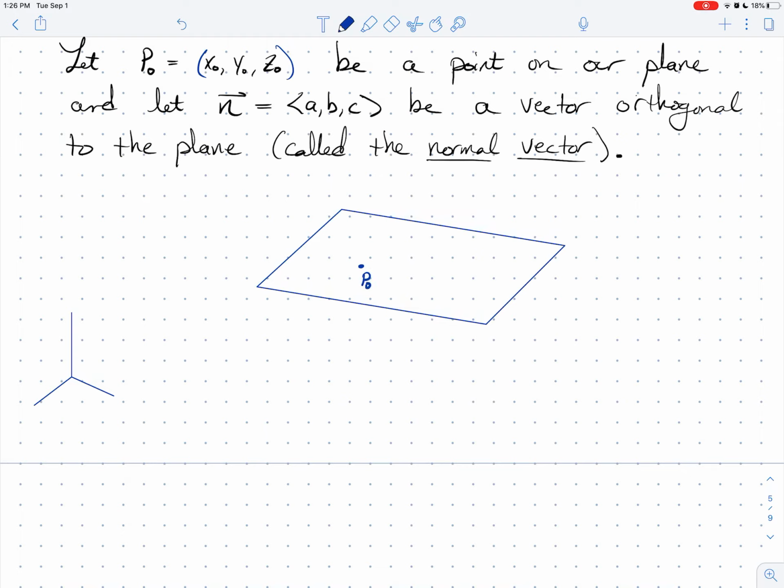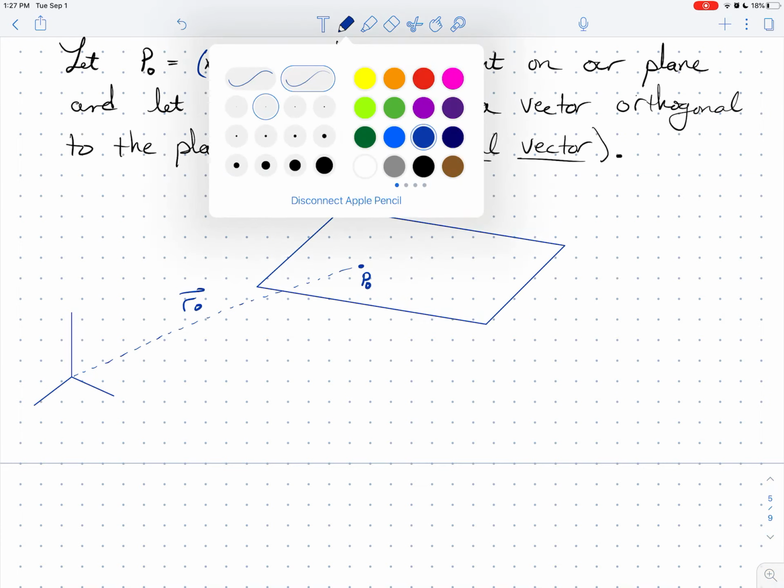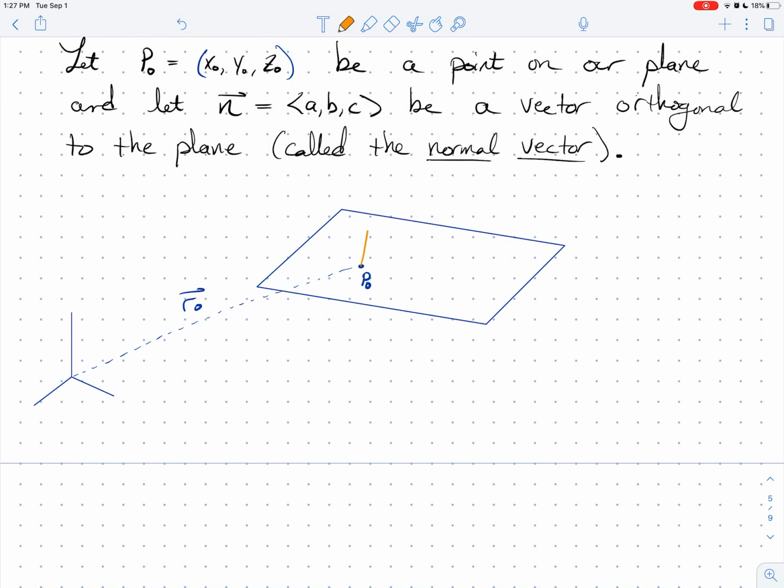And I'm going to switch perspectives on P naught. There's a corresponding vector R naught that I'm going to want to think about. I've got my normal vector N shooting up out of my plane, something like that. So there's N. And now I want to pick another point on the plane. We'll call this point P. And I want to think about the vector form of P as well. So I'm going to let that be R.